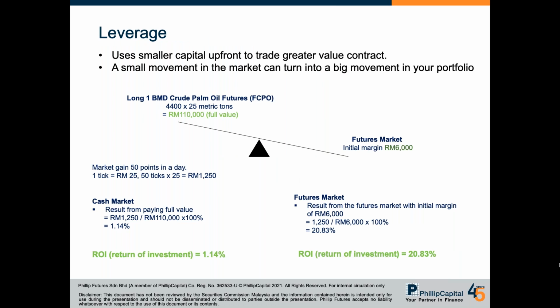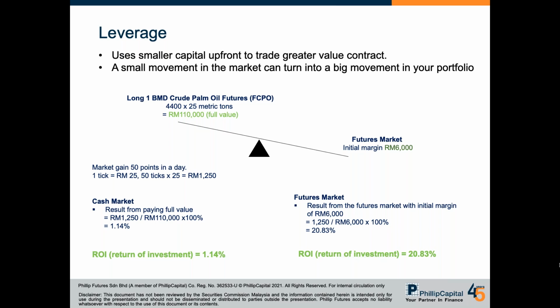Okay, and the third thing is leverage. So what is leverage? It uses a small capital upfront to trade a greater value contract. From the side here, for the long 1 BMT crude palm oil futures, in the cash market, you will have to pay a full value of about 100,000. And in the futures market, you will only need to pay the initial margin of 6,000 ringgit.